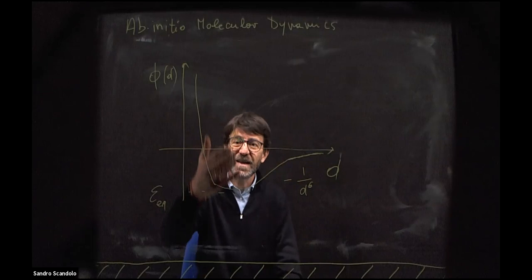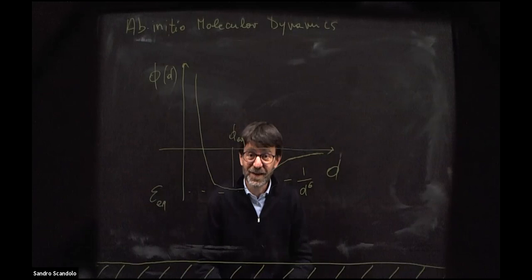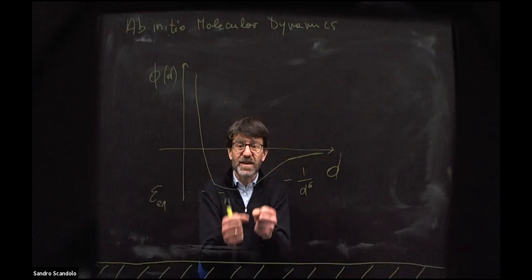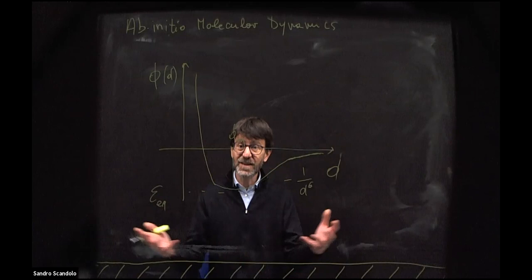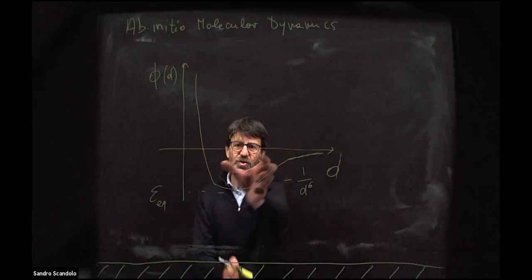I'm sure you're familiar with the fact that for covalent bonds, atoms that interact with a covalent bond like carbon, for example, the distance is very short. The distance in carbon is about 1-point-something angstroms. And the depth of this energy is also quite large. It's of the order of electron volts in the case of chemical bonds, right? So this universal curve is short and very deep in the case of covalent interactions.